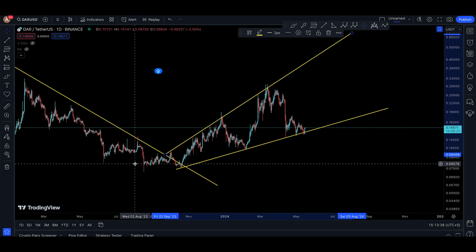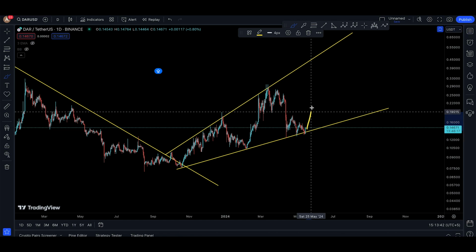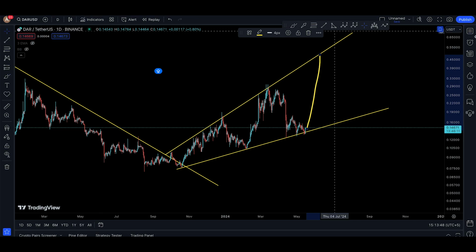Do you see that? It could actually create a channel, and in the future, if things push to the upside, we might be looking for a push to $0.48, which is actually 48 cents.